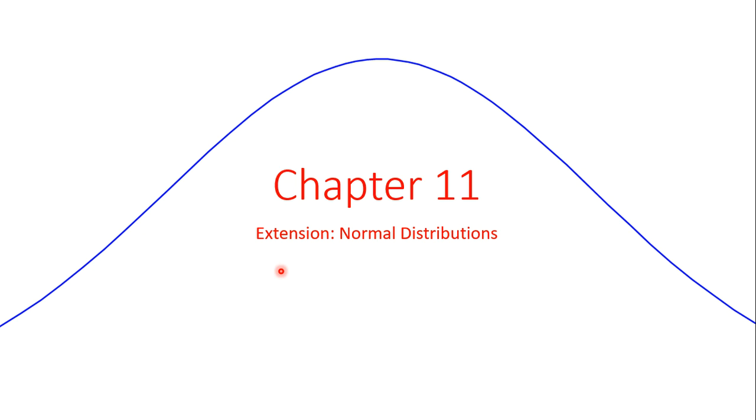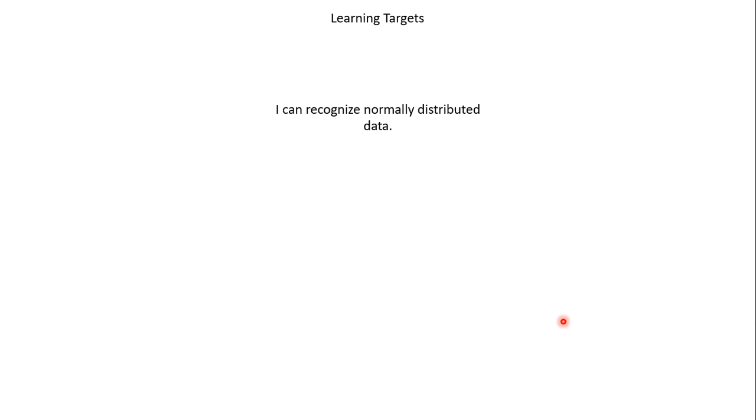Normal distributions are similar in that binomial distributions, when you have enough data, are normal, but they're nowhere near as complicated and they don't have complicated formulas. So let's look to see what we're going to be doing with this though. Our learning targets: I can recognize normally distributed data, and I can use the characteristics of normal distributions to solve problems.